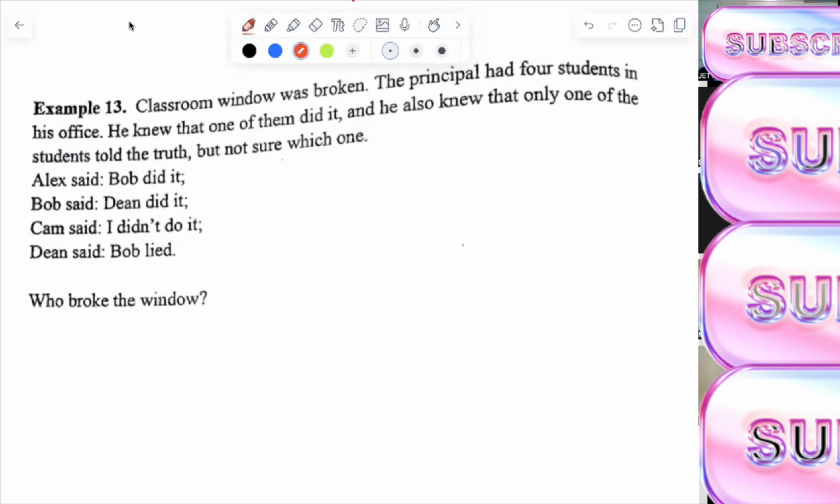So what did you get? Dean, because he said Bob lied and Bob said Dean did it. It's kind of a guess. So why is it him? Because Alex is accusing Bob and Bob is accusing Dean. Cam said I didn't do it. No one accused Cam. But then Dean said Bob lied. So if Bob lied, he's only saying Bob lied to cover himself. So far so good, but it's not Dean.